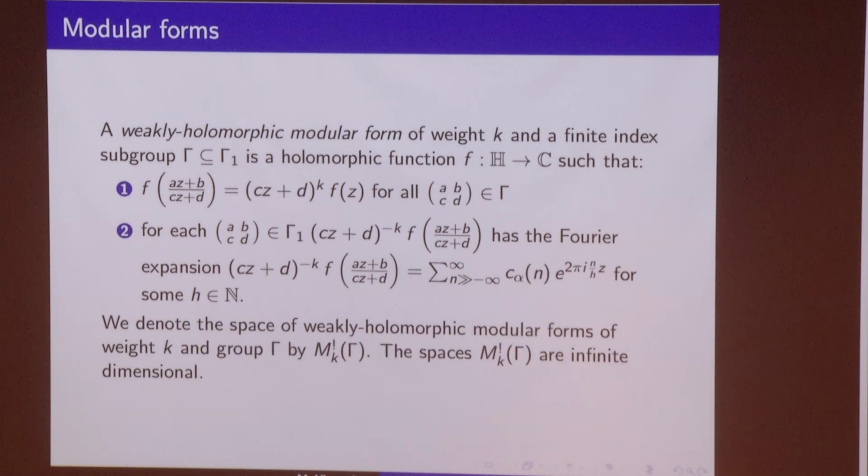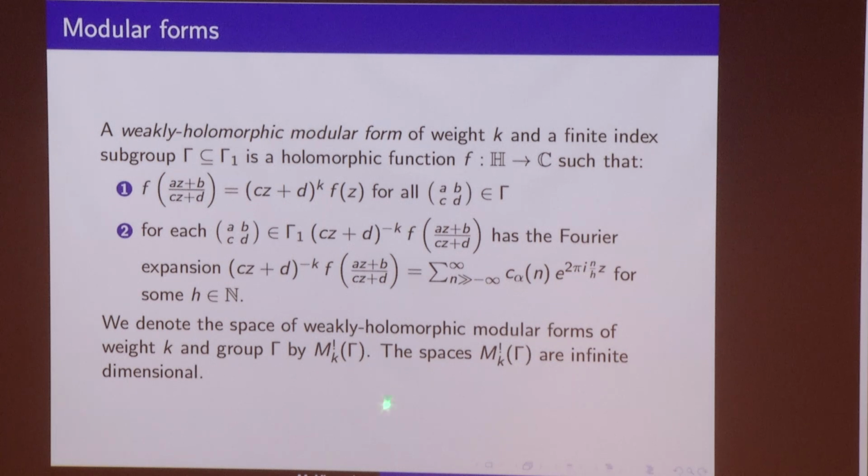Another kind of functions we will need, so we'll slightly relax our conditions. We again consider a subgroup with integers k, we consider all holomorphic functions which satisfy this transformation rule, but now we relax the second condition. We allow our functions to have some poles at the cusps. In this case, we'll denote the space of such functions by M_k with an exclamation mark, and we will call them the weakly holomorphic modular forms.